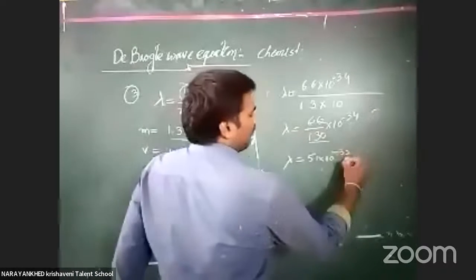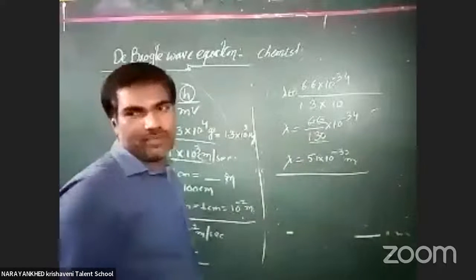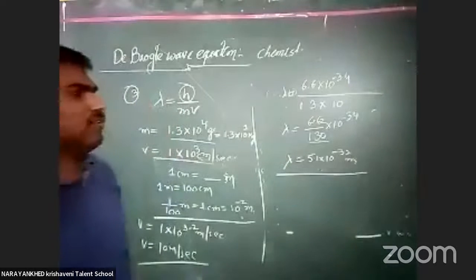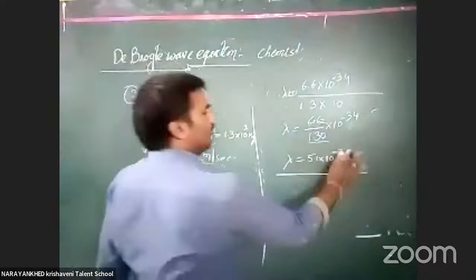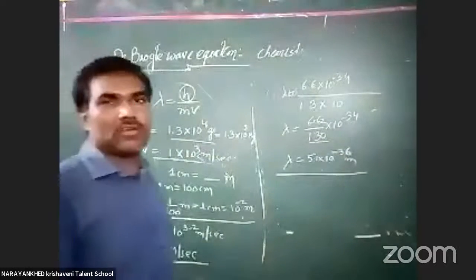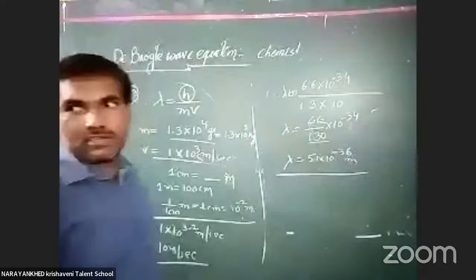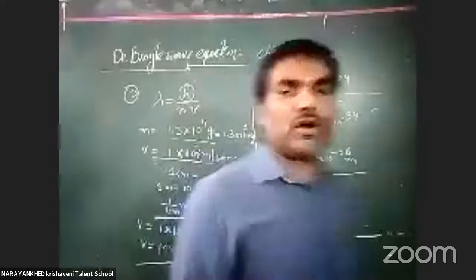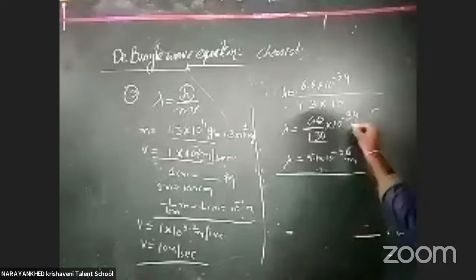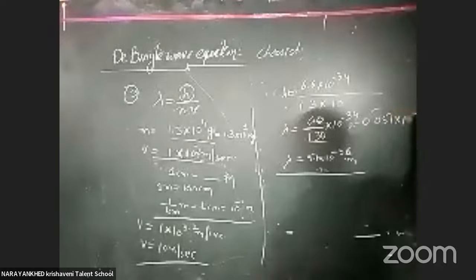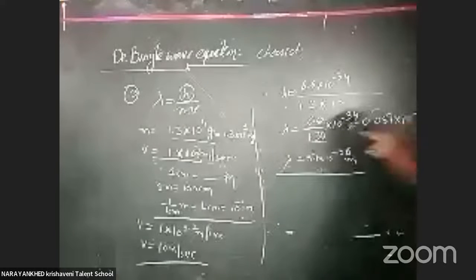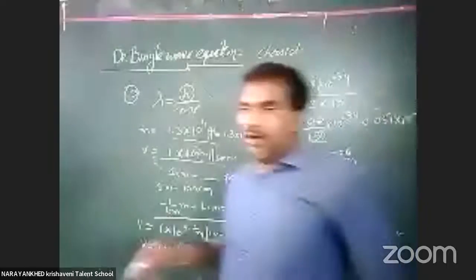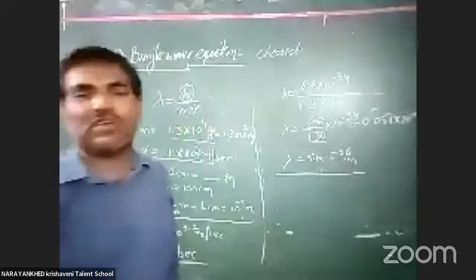Now convert it into centimeters. Automatically we will get minus 36 meters at first. Clear or not, all? Minus 36 meters. 6.62 by 130 gives 0.05. It is approximately 0.051 into 10 to the power of minus 34 that we get. So it becomes minus 36 meters, or otherwise in centimeters, minus 34 centimeters.